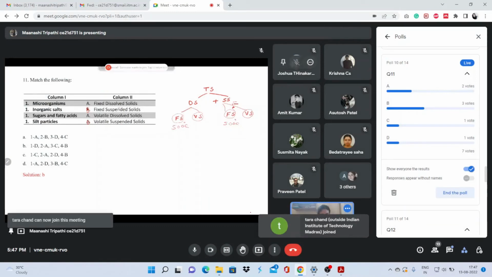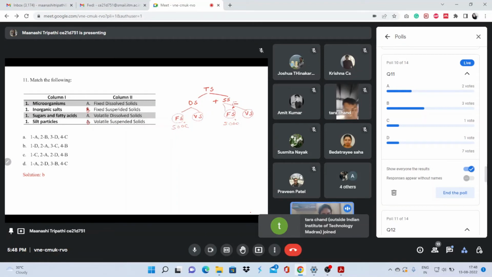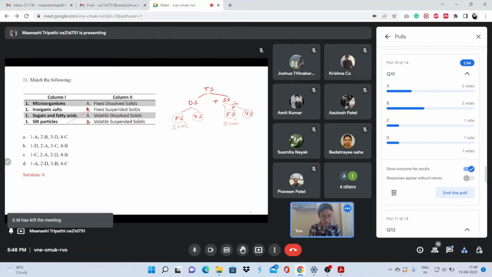So the second point is we will check whether it is volatile or not. If you increase the temperature, soil won't evaporate, soil will still be there. Silt is soil, so 4 goes to B. This one is fixed. Second is sugar and fatty acids. When you dissolve fatty acids and sugar, you won't be able to see them. So these will be dissolved. This one is fixed, either A or C.